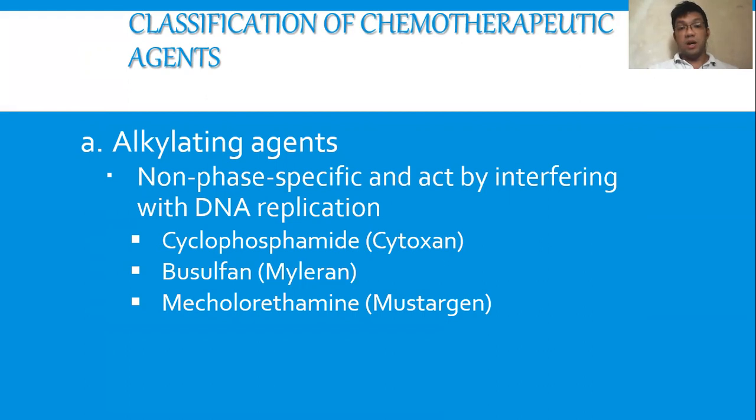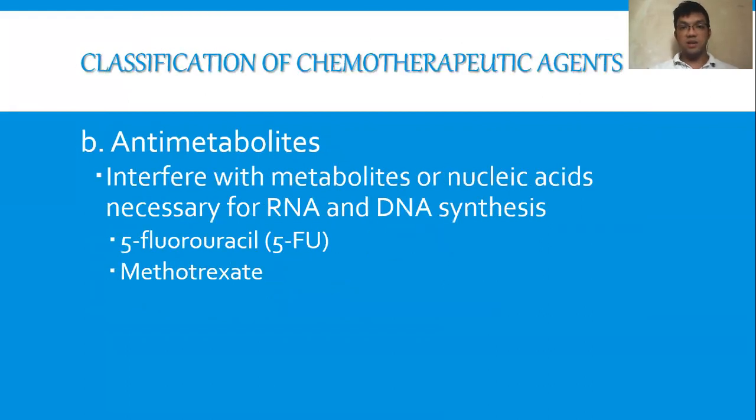Examples of this are cyclophosphamide, cytoxan, busulfan, myleran, and mechlorethamine, mustargen. So these are the alkylating agents. Next, letter B, anti-metabolites. They interfere with metabolites or the nucleic acids. Remember, the nucleic acids are necessary for the synthesis of RNA and DNA. So once these anti-metabolites interfere with the nucleic acids, of course, RNA and DNA synthesis is halted.